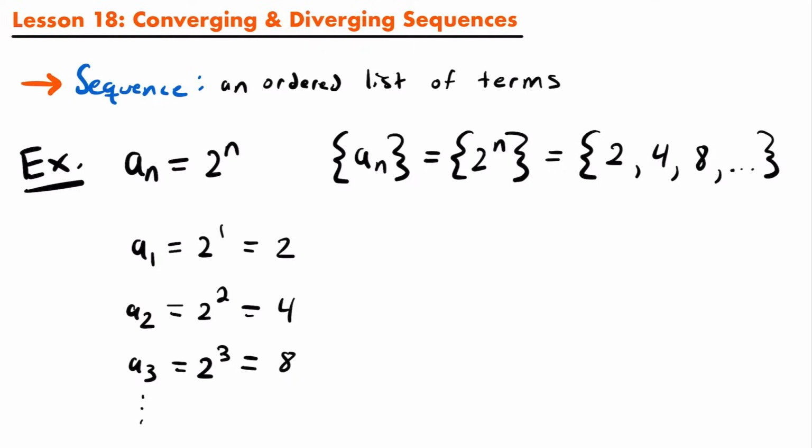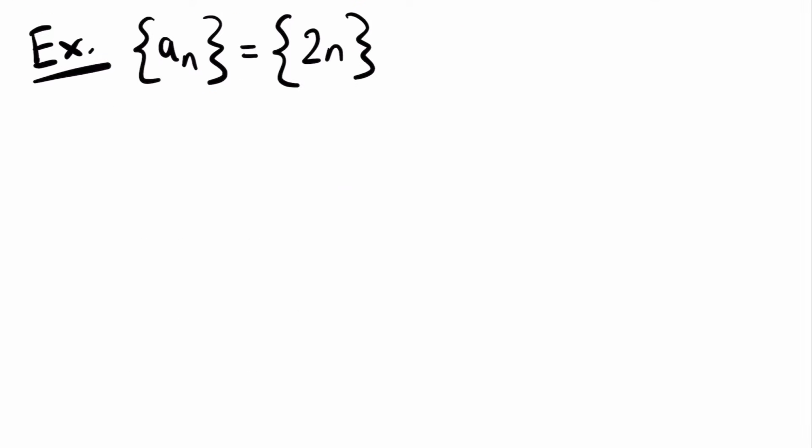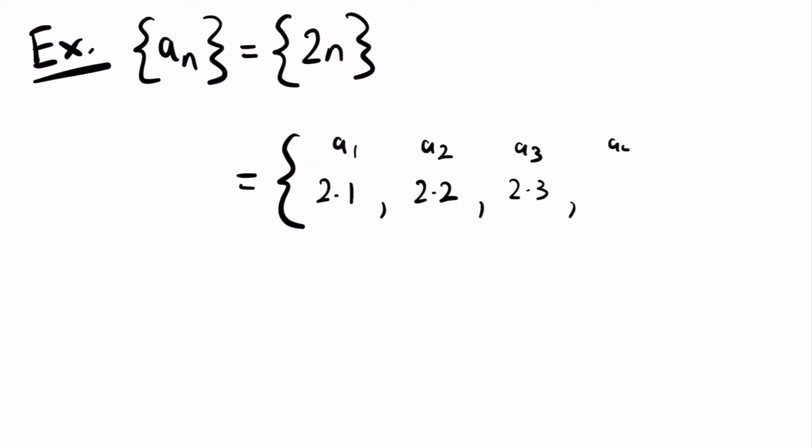Let's take a look at a few more examples of some sequences. Here we have an entire sequence, a sub n, equal to 2 times n. If we write out the list of terms, we'll have our brace, and then a sub 1 is when n is equal to 1, so we'll have 2 times 1. Then our next term, a sub 2, is 2 times 2. Then a sub 3 will be 2 times 3. Our next term, a sub 4, will be 2 times 4, and so on.